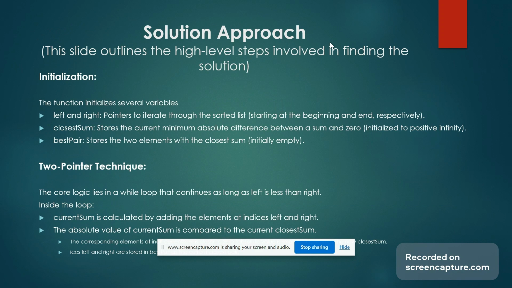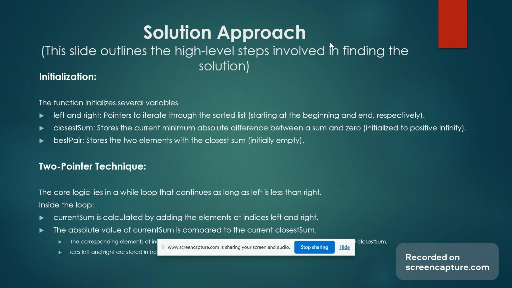starting with the left and right pointers to iterate through the sorted list, that is starting at the beginning and the end respectively, followed by the closest sum, wherein it stores the current minimum absolute difference between a sum and zero, which is initialized to positive infinity, followed by the best pair, wherein it stores the two elements with the closest sum. Initially, it will be empty.